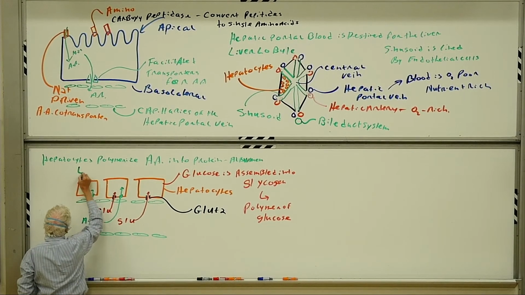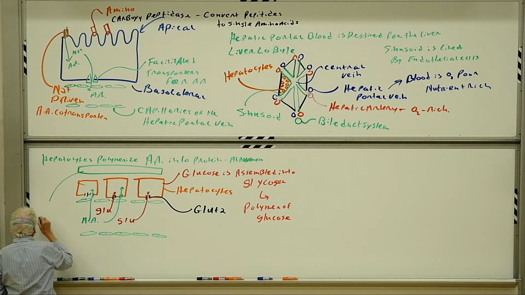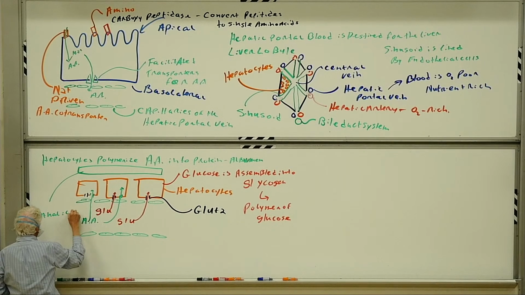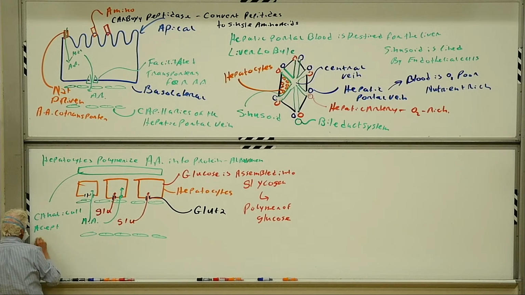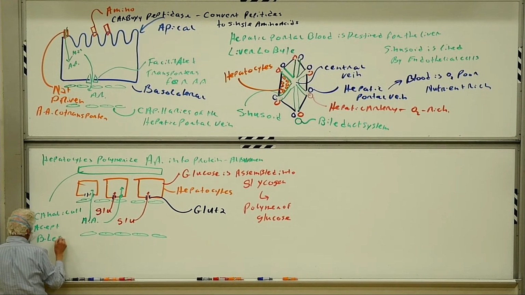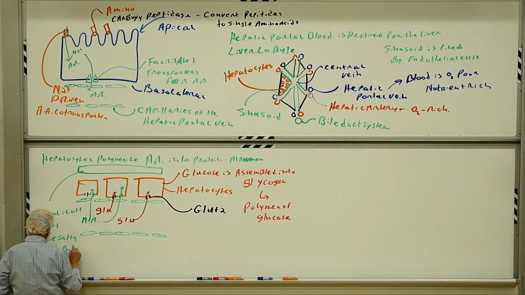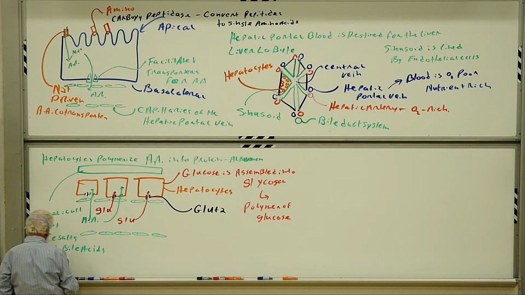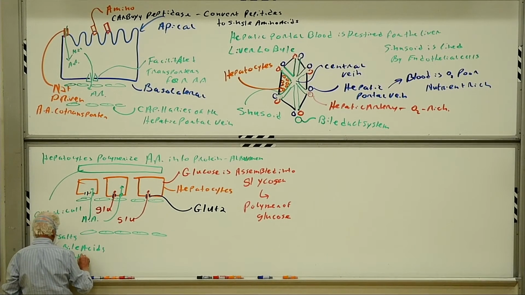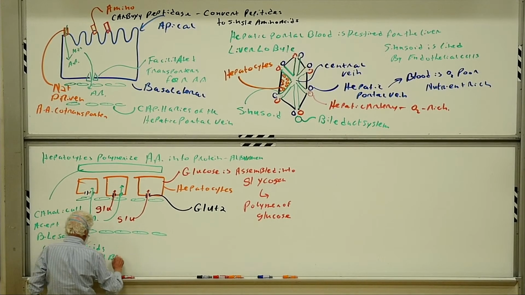These tubes, I'm just putting in here as green, these are called canaliculi. And they accept bile salts and bile acids synthesized by hepatocytes.